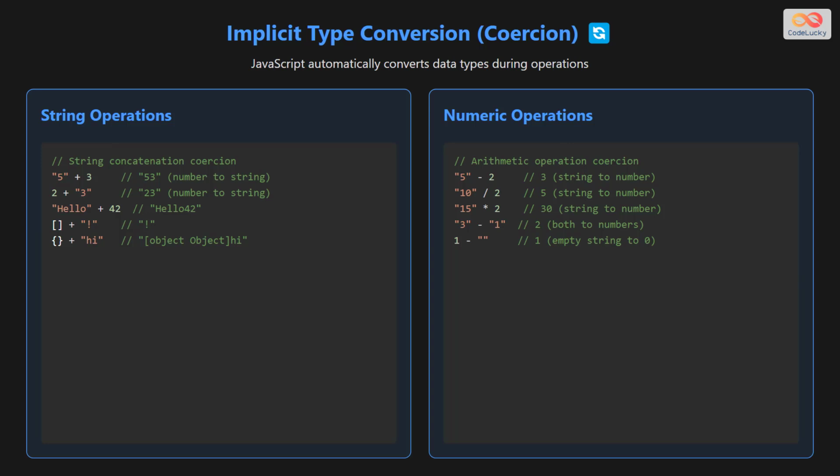Implicit type conversion, also known as coercion, occurs when JavaScript automatically converts data types during operations. For instance, when you use the addition operator with a string and a number, JavaScript will convert the number to a string and concatenate them. In arithmetic operations, JavaScript usually attempts to convert strings to numbers. If the string can be parsed as a number, the operation proceeds. For example, subtracting 2 from a string containing the value 5 will result in 3, as the string is first converted to the number 5. The same is true for division and multiplication operations. Note that the conversion rules also apply to empty arrays and empty objects.